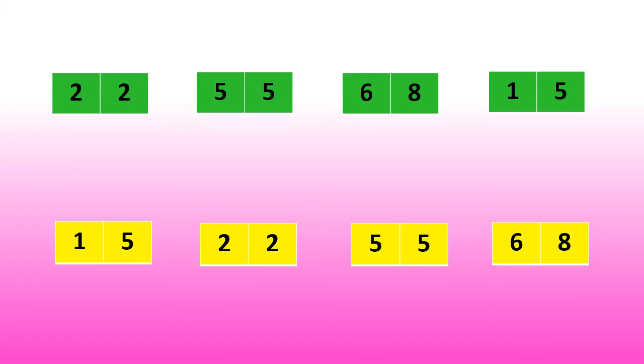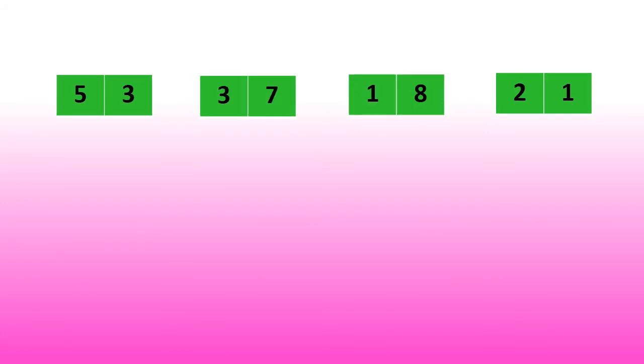15, 22, 55 and 68. Now let's take a look at another example. Now let's take a look at these numbers. Let's read them together. 53, 37, 18 and 21. So now what will we do to find the smallest number here?